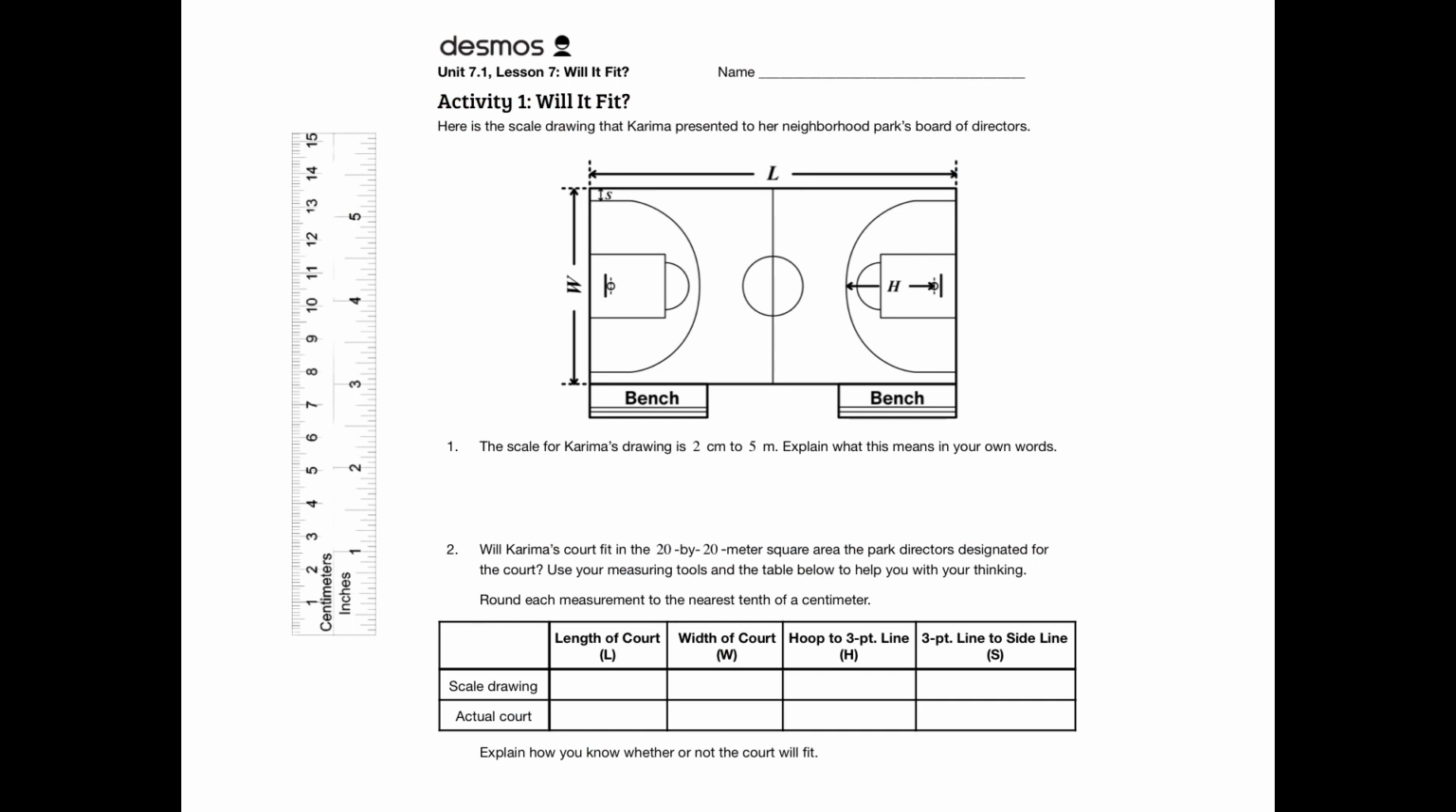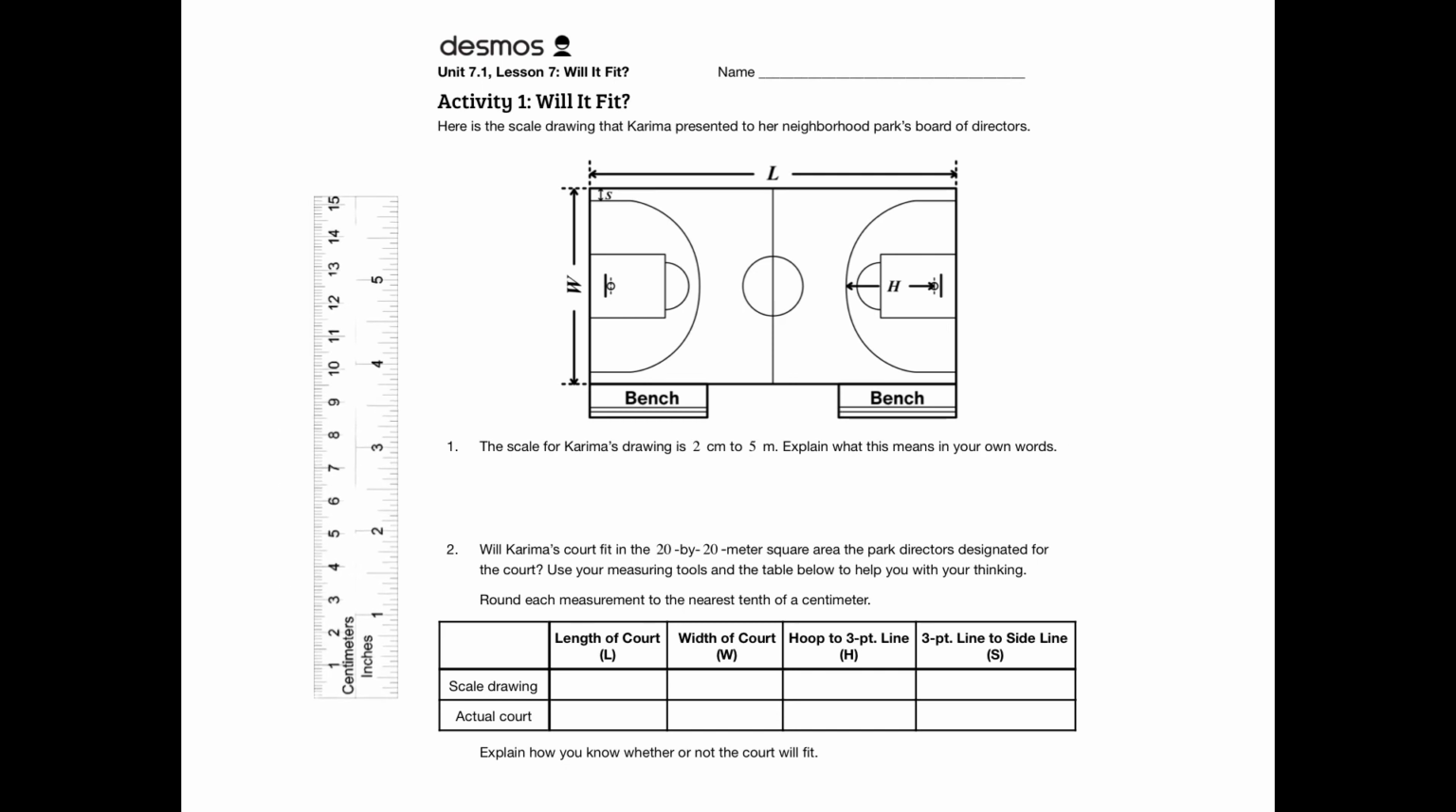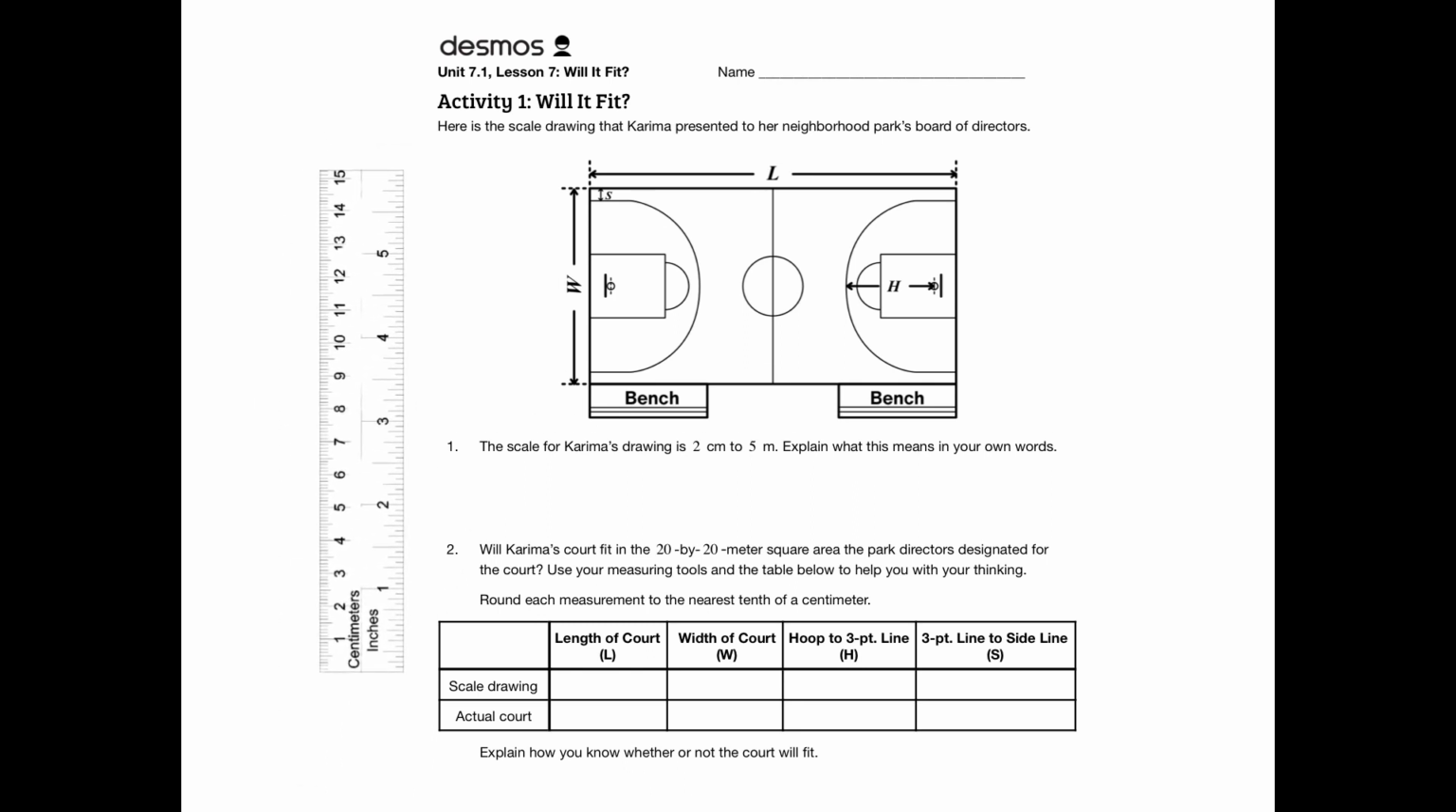So what we need to figure out whether or not that basketball court will fit is we need to measure. So she has made a blueprint for us, a scale drawing, and we want to see if that actually can fit into the spot. So what you need to do is you need a ruler, and I just have a digital ruler here, and we're going to fill this out together. We're going to go through activity one together.